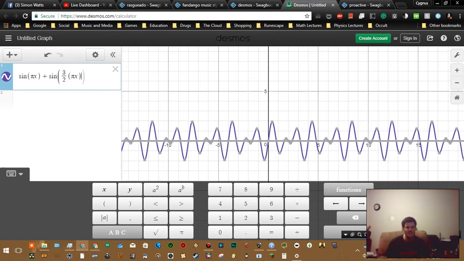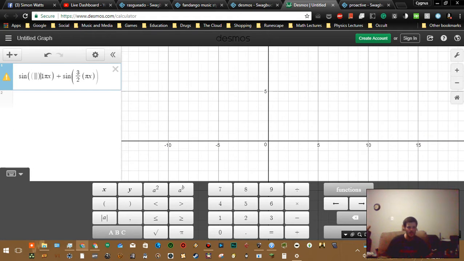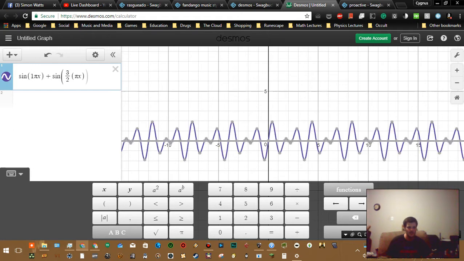So what I just did is I took this 1. There should be a 1 here. So if you put a 1 here, which is exactly not what I was wanting to do, 1 pi x, you get the same graph return. So what I just did is I added a wave of it with the interval 3 over 2. That corresponds in music to a perfect fifth.